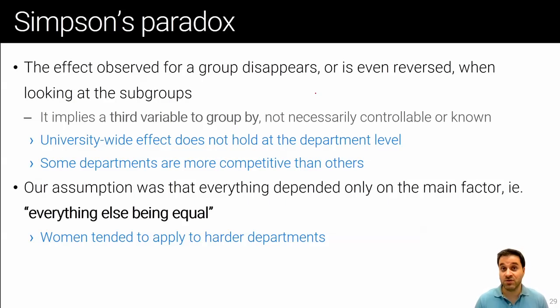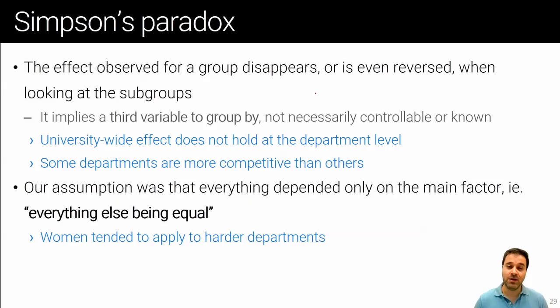And in this case, it was just a department. And so what we saw in this data is that the university-wide effect of admission rates for women and men does not hold at the department level. There are some cases in which it is the other way around. And why did we observe that at the group level? It was basically because women tended to apply to departments in which it was more difficult to get in in the first place. So they were more often applying to hard departments. And that's why overall it looks like there was this discrimination.